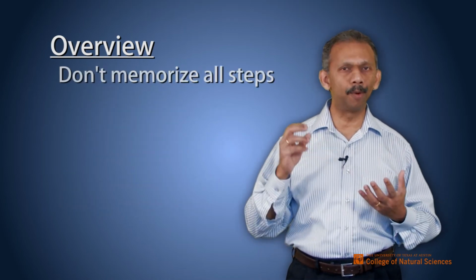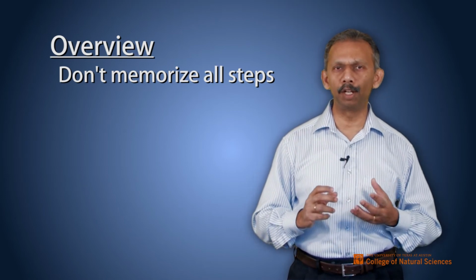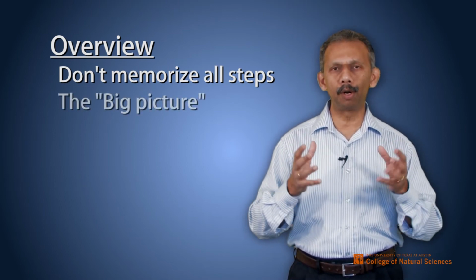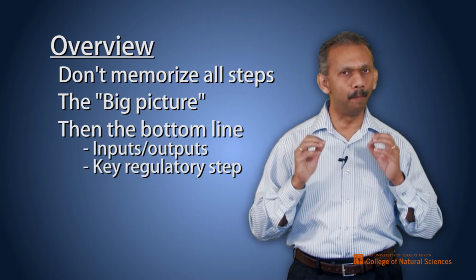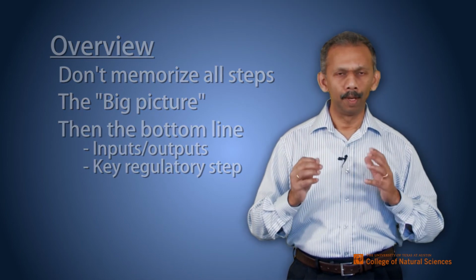Don't worry about memorizing all 10 steps of glycolysis or all 8 steps of the Krebs cycle and so on. Try to get the big picture and then focus in on the bottom line: inputs, outputs, and the key regulatory step. That is the respiration chapter.